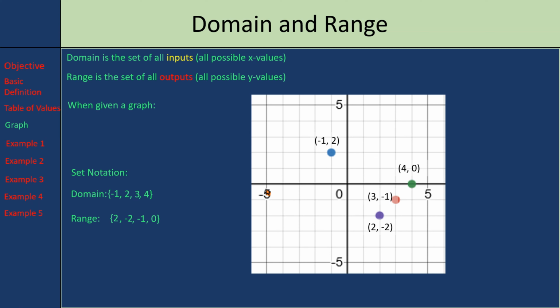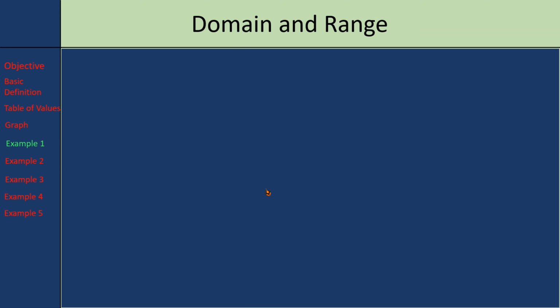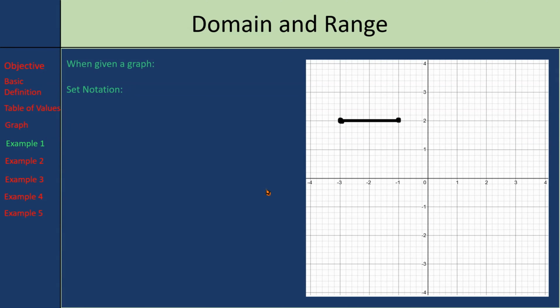So here are some graphs, and then we're going to do domain and range for them. All right, here is a graph of a function that goes from here to here. It's just a little bar or a line. We're going to do set notation first. I'm going to look at all the points here. The first point starts at (-3, 2), and it ends at (-1, 2).